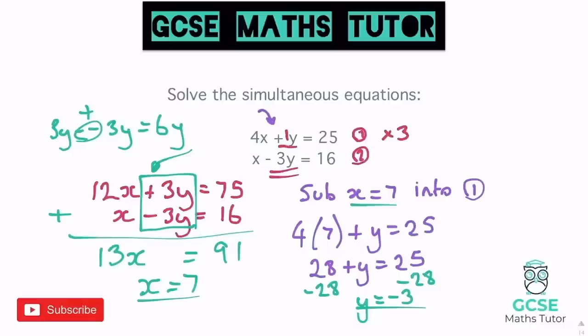I could have subbed this x equals 7 into any of the equations. I could have subbed it into equation 2. I could have even subbed it into this equation that we made up here if I wanted, but I just went for the easiest one there. So let's have a think. If I did sub it into equation 2, we'd have had 7 take away 3y equals 16. It doesn't seem as nice here, because when we take away 7 we have negative 3y equals 9, and then when you divide by negative 3, 9 divided by negative 3 is negative 3. So we could have solved it in that equation as well, but I've opted to go for the easier one there.